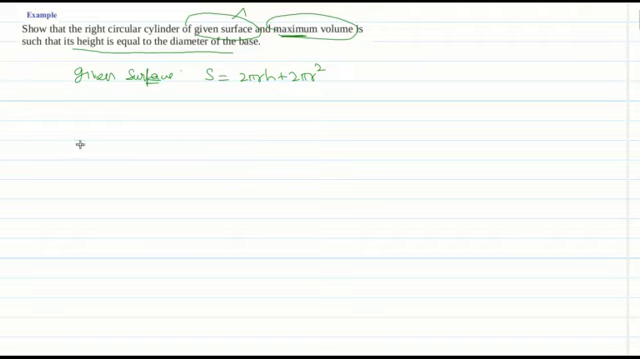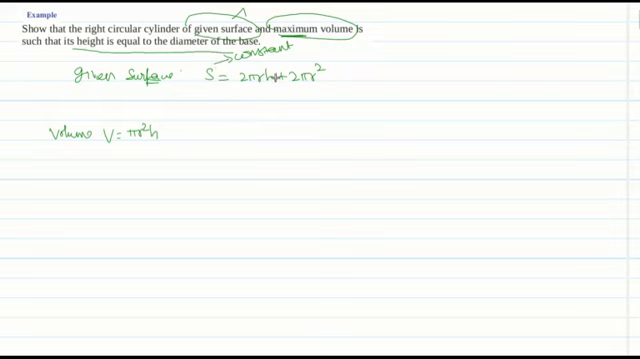Now, maximum volume they mention. So I find the volume V is equal to pi R square H. But here we have two variables, children. To get the maximum or minimum, we need to get the function in terms of only one variable. But here I have two variables. To convert that into one variable only, they have given the clue. Here S is the constant. Why is S the constant? Because they mentioned given surface. That means it is fixed.